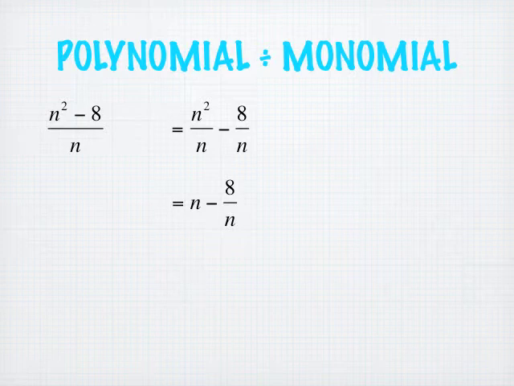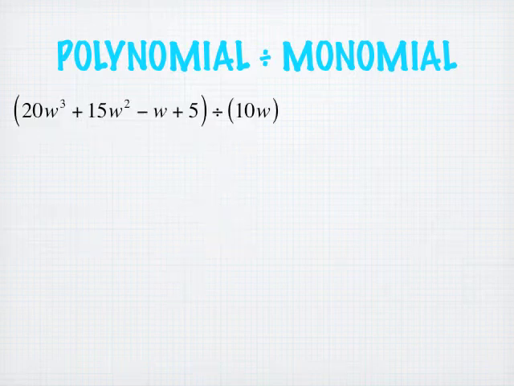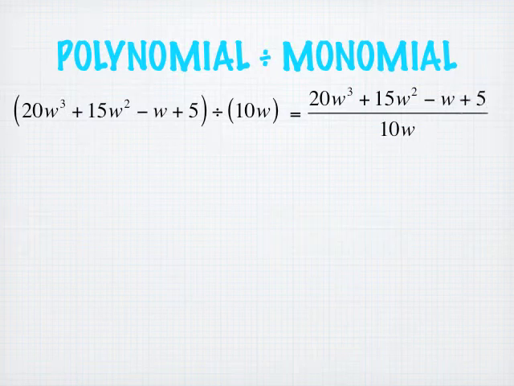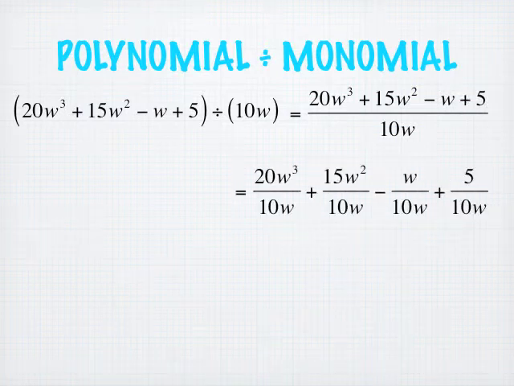That's our second example. And now we're ready for our third. All right, 20w cubed plus 15w squared minus w plus 5, all divided by 10w. Again, if you haven't done this, please pause the video and do it on your own. Okay, first step is to write it as a fraction. Then I'll split it into many fractions. So I take each term on the top. The terms are separated by the plus and the minus signs, and divide it by 10w.